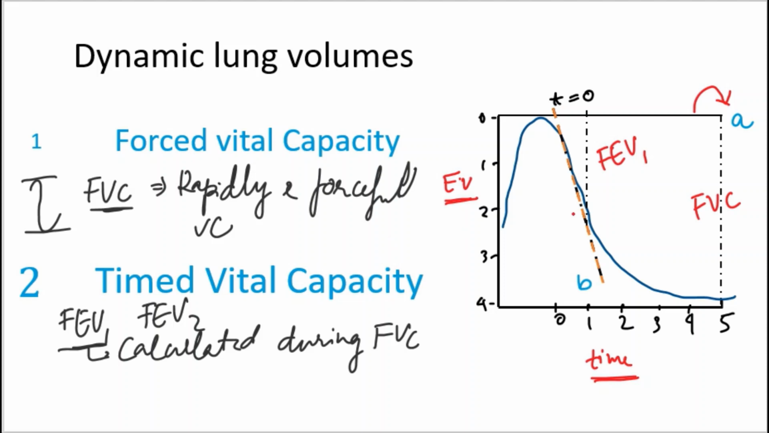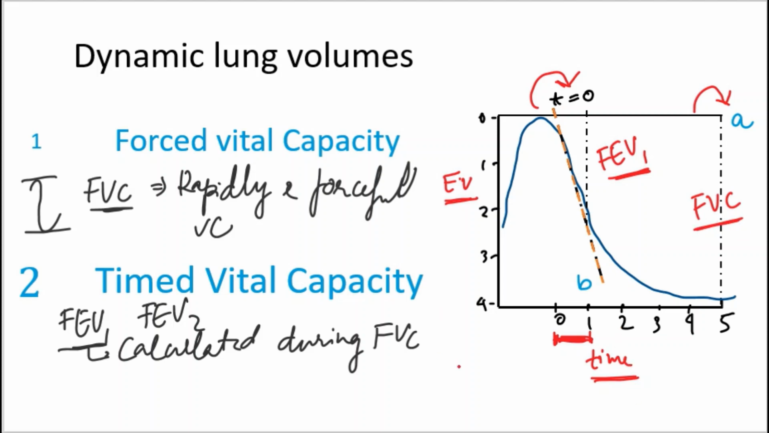Then the intersection point of these two lines, line A and line B, is considered as time equals 0, or the initiation point for the calculation of FEV1. So your time begins from the intersection point between these two lines. From this initiation point, 1 second is taken and a vertical line is drawn. That line is your FEV1. And after 5 seconds, another vertical line is drawn, and that line is your FVC.